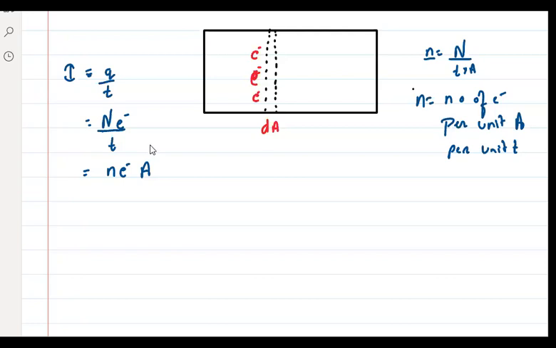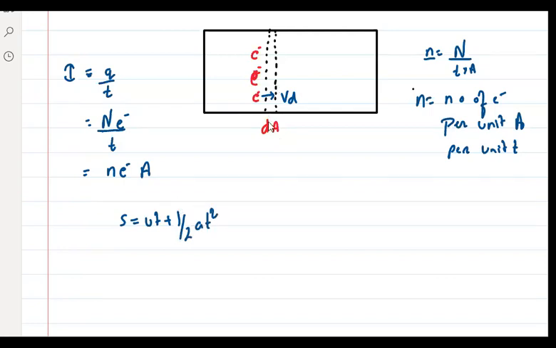Now, next expression. Suppose the electron is moving with constant velocity Vd, then what? Think about it. Everyone, think about it. If the electron is moving with constant velocity Vd, then what can we write as an expression? What's the formula of S? S is equal to ut plus half at square. Think about it.